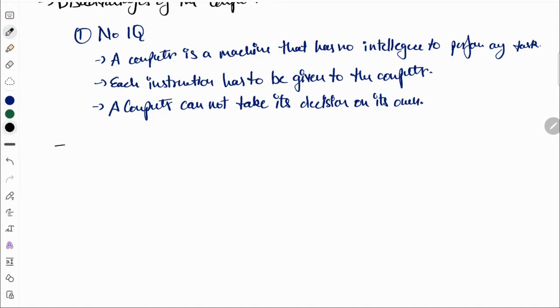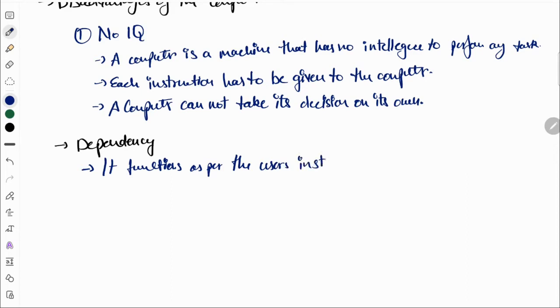Dependency. It functions as per the user's instruction, thus, it is fully dependent on human.